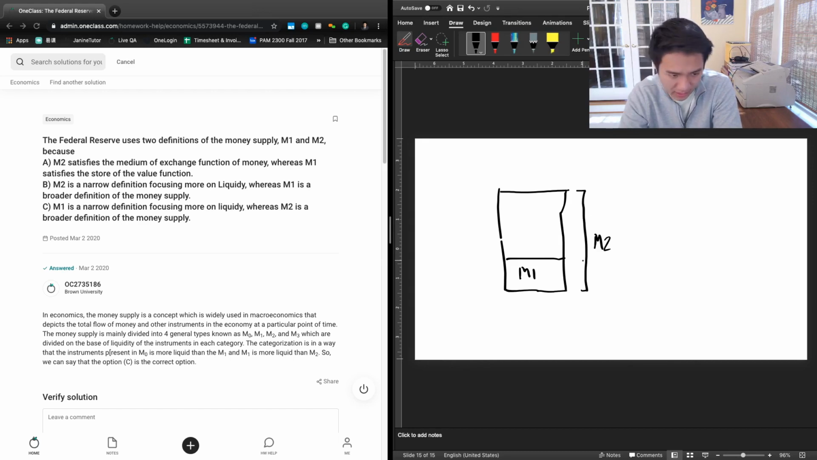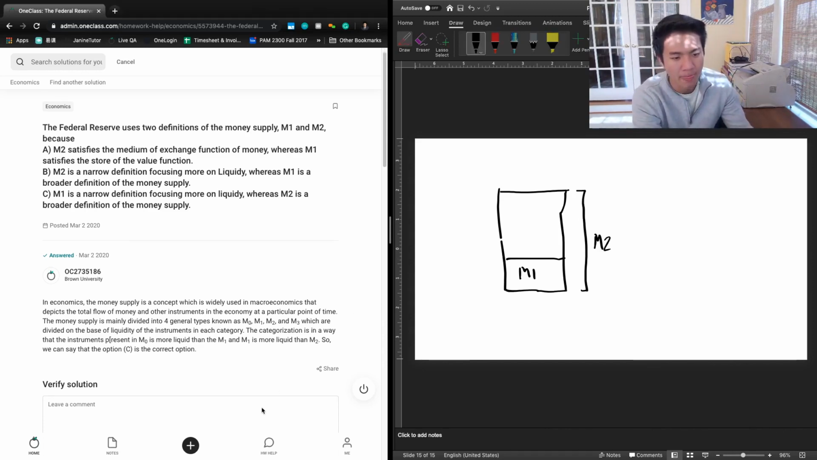So our previous tutor says, in economics, the money supply is a concept which is widely used in macroeconomics that depicts a total flow of money and other instruments in the economy at a particular point in time. The money supply is mainly divided into four general types known as M0, M1, M2, and M3, which are divided on the base of liquidity of the instruments in each category. The categorization is in a way that the instruments present in M0 are more liquid than the M1, and M1 is more liquid than M2. So we can say that option C is the correct option. So that's a good answer. I think there's nothing specifically wrong with that.